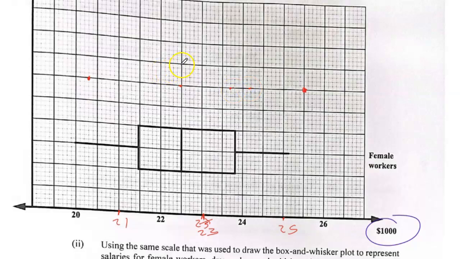So remember, the box should have the quartiles. So let me just, so it should look something like that. So of course, you'll be using a ruler. Alright, so the box. And then, so it should be something resembling that.